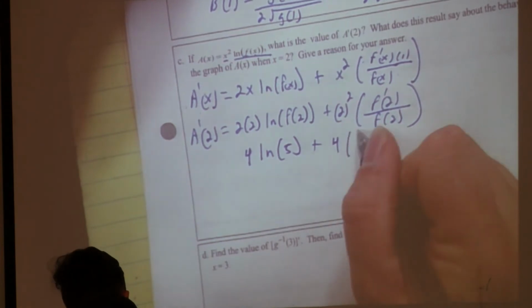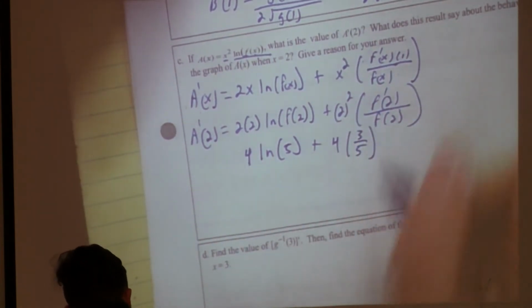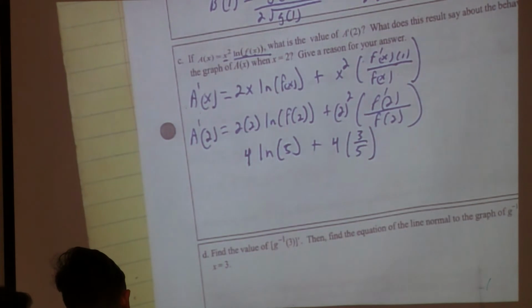3 over 5? Yeah. You sure? That's what they were? Yeah. It was the 5 and then the 3, right? Yeah. Okay, cool.